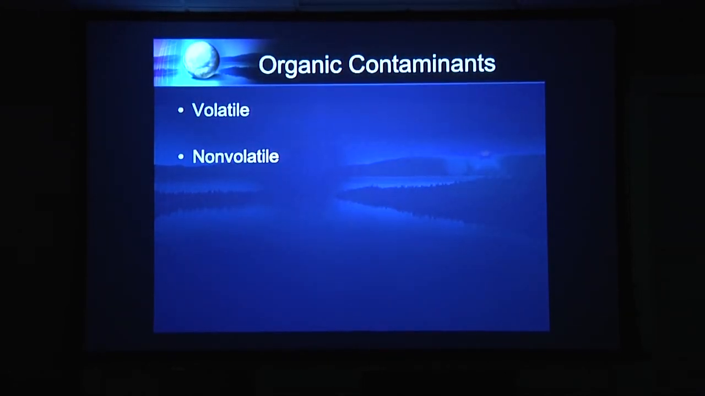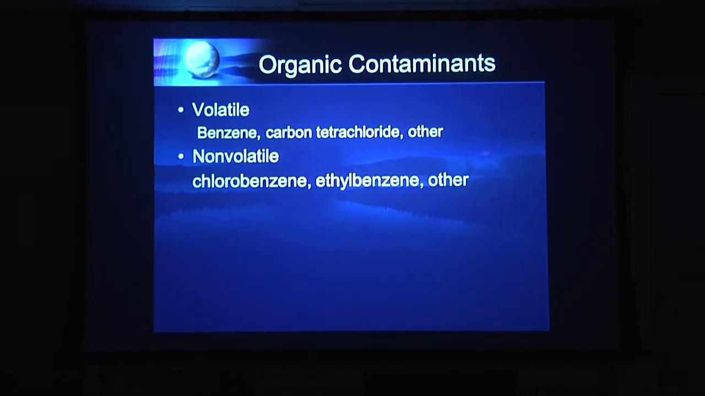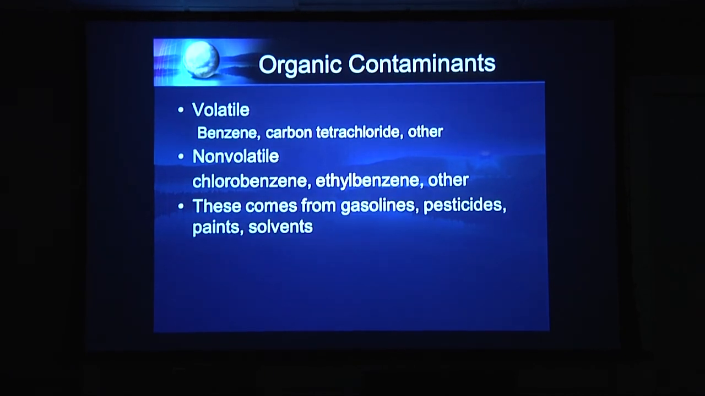Some of the other things that can get into water are organic contaminants. Remember, volatile ones go into the gas phase easily, but they can get into the water. Benzene, carbon tetrachloride, and others, or non-volatile ones. You don't need to know these specific things, but I would like you to know what the main water pollutant is, and just some of the issues for water quality that I've talked about. I wouldn't ask you about specific names of organic contaminants. That's where they come from: gasoline, pesticides, paints, and solvents.